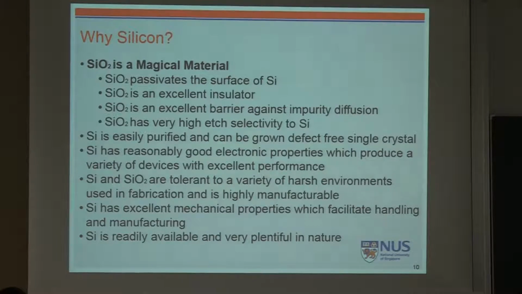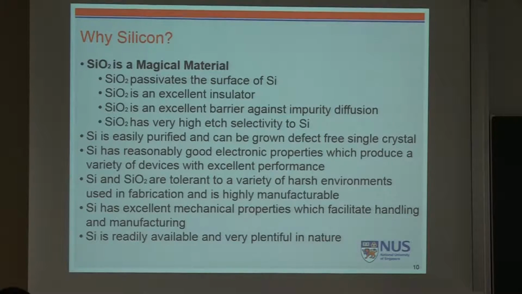So we always talk about silicon as a magic material. There is a slight misunderstanding about silicon. The beauty of silicon technology lies in silicon oxide, not really silicon, because silicon oxide is a magic material. It passivates the surface of silicon, so once you take the pure silicon out of a chamber, it immediately oxidizes, forming a 3 nanometer natural oxide, which is an excellent insulator, an excellent barrier against impurity diffusion, and it has a high etching selectivity to silicon. So because of silicon oxide, silicon could make such big progress.